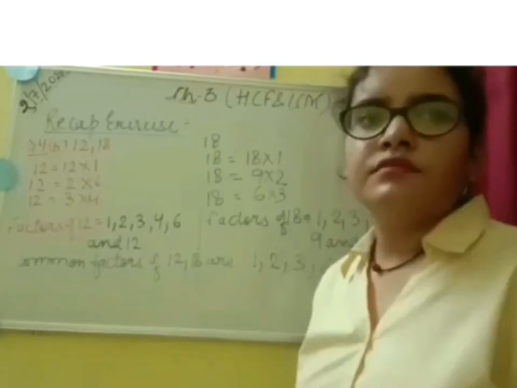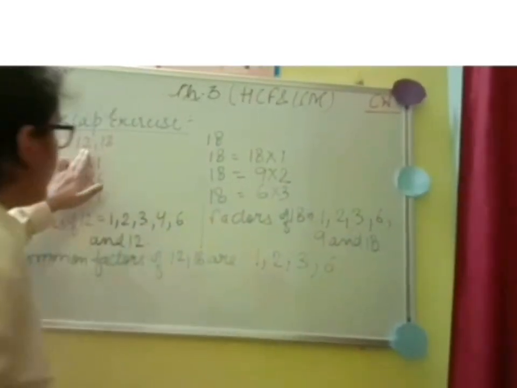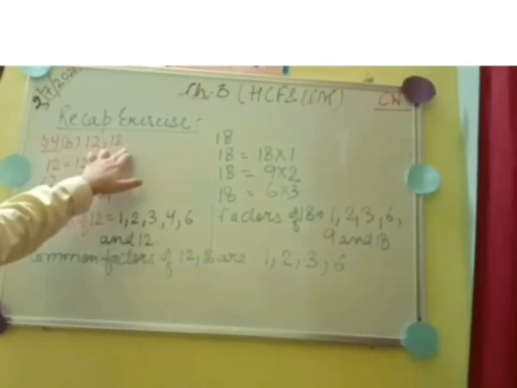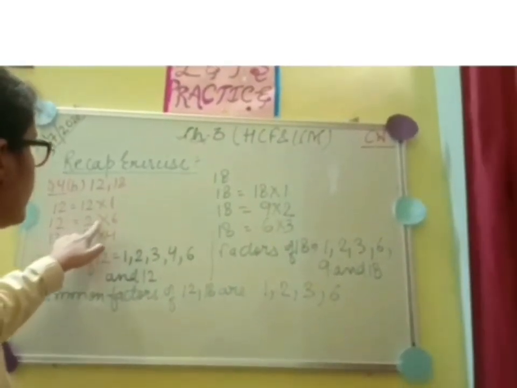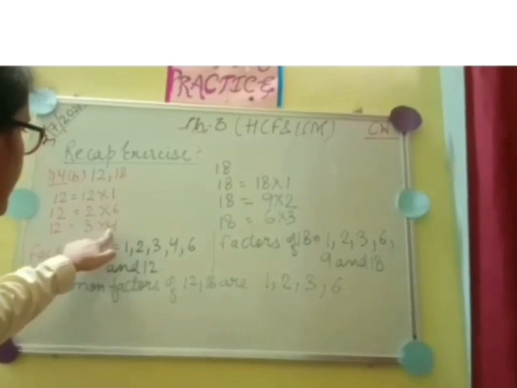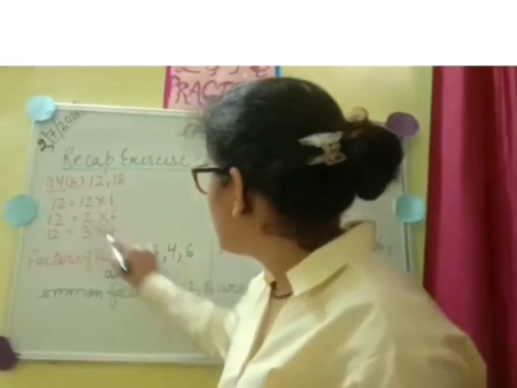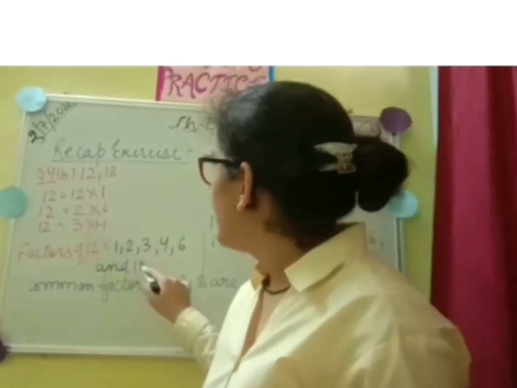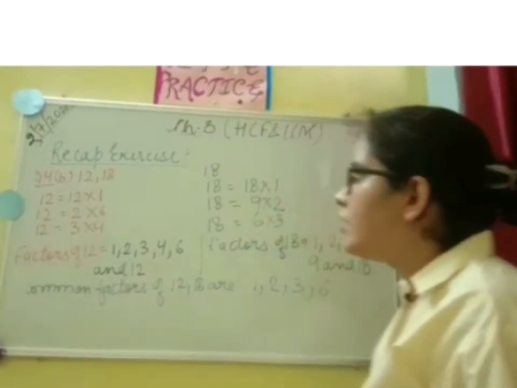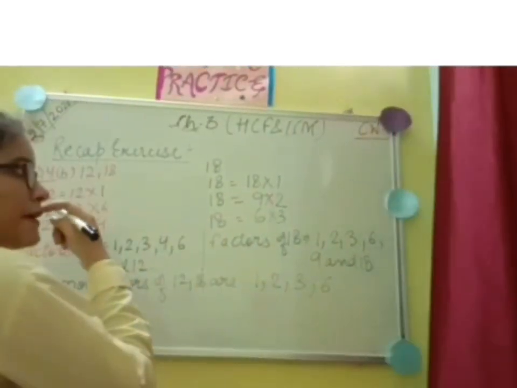Okay. So now students, question number 4, B part. Now you have to find the common factors of 12 and 18. So 12 into 1 will give you 12. 2 into 6 will give you 12. 3 into 4 will give you 12. 3 4s are 12. So what are the factors? 1, 2, 3, 4, 6 and 12 are the factors of your 12.